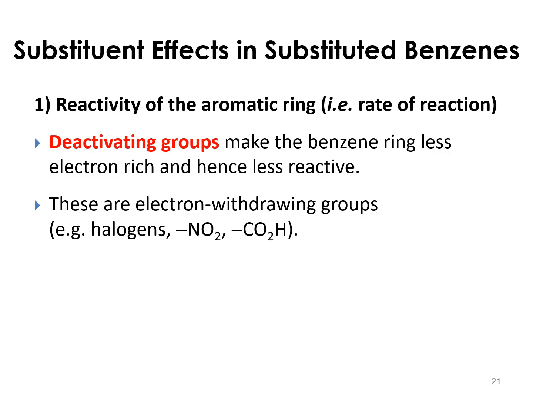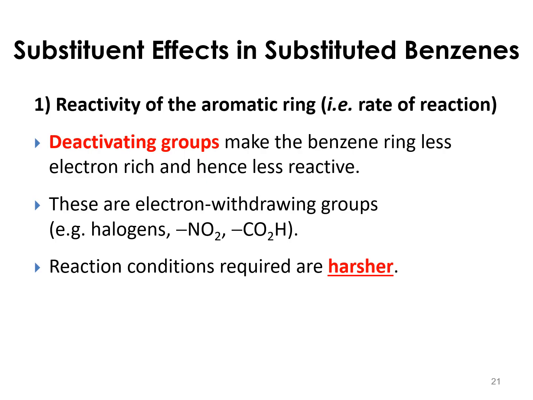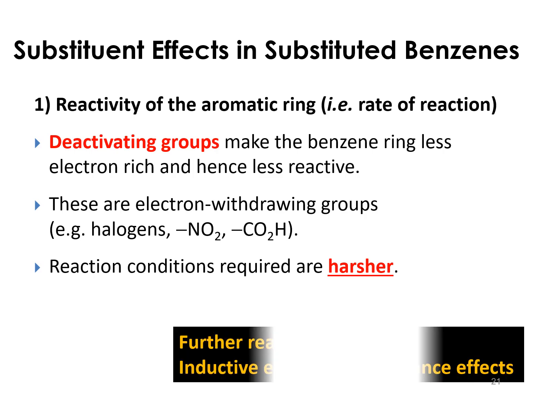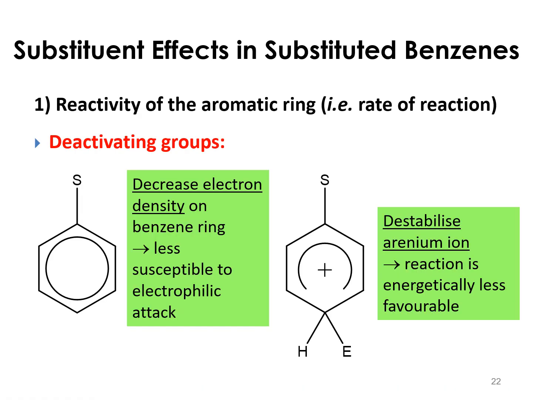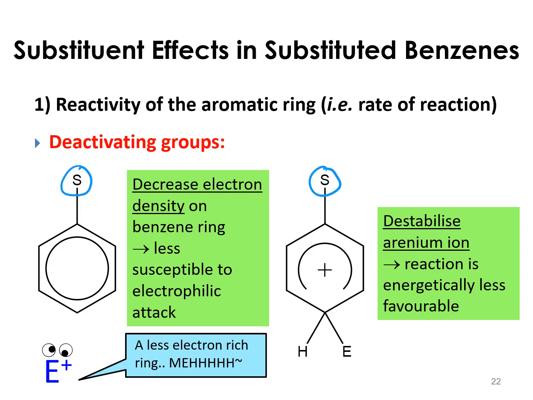The reaction conditions for benzene ring with deactivating groups will be harsher. So maybe in the original compound, we just need a catalyst, but now you will need to subject it to higher temperature as well. If you are keen, you may read further on the inductive effects and resonance effects that cause this particular situation. So what happens is that if the substituent is a deactivating group, it will decrease the electron density on the benzene ring, making it less susceptible to electrophilic attack.